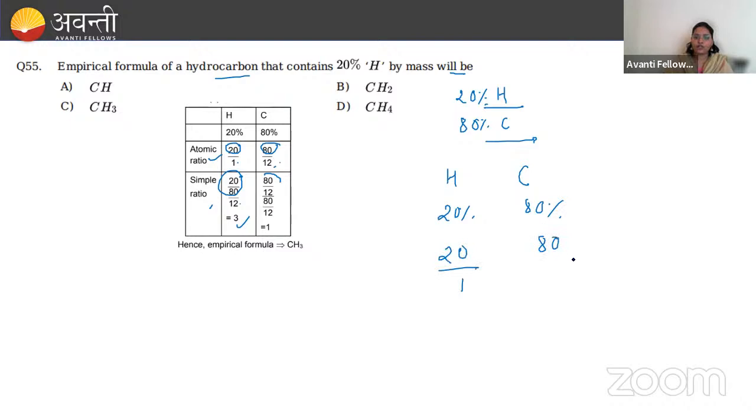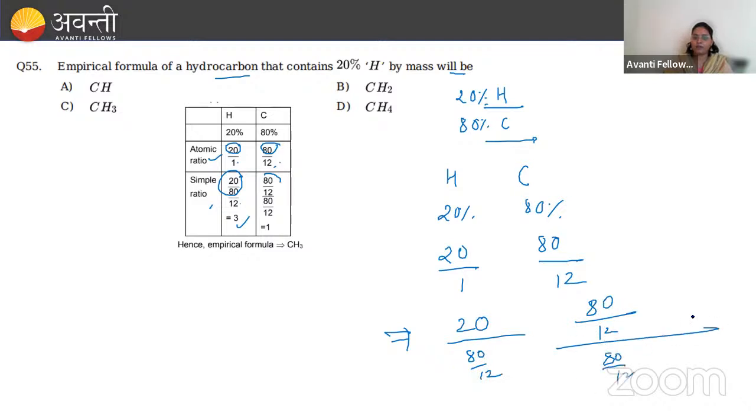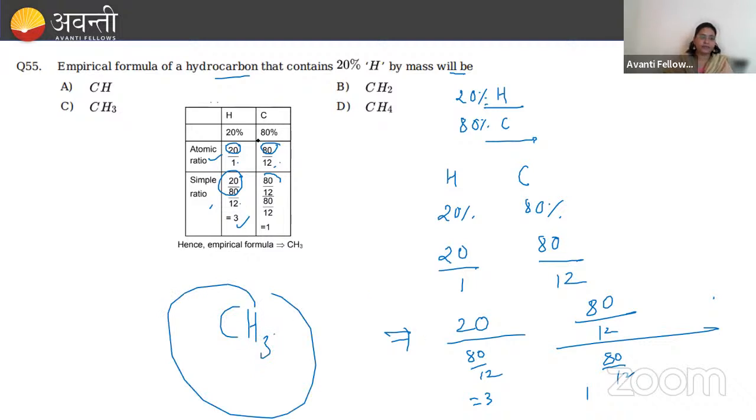The atomic weight of hydrogen is 1. The atomic weight of carbon is 12. Right? So we need a ratio. In order to find the empirical formula, I am going to divide this by carbon's ratio, and divide this also by carbon's ratio, 80 by 12. So this will become 1, and this, when you calculate now, you will get 3. This is 3 and this is 1. So 1 carbon is there and 3 hydrogens are there. So which formula is this? CH3. That is, the answer is C. Okay, C answer. Next question, any doubt?